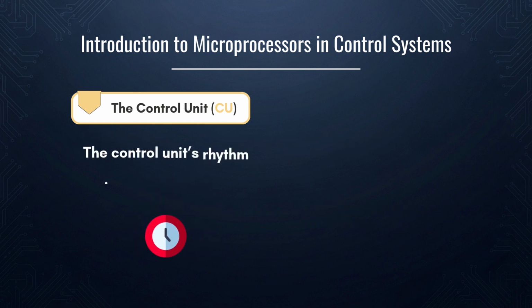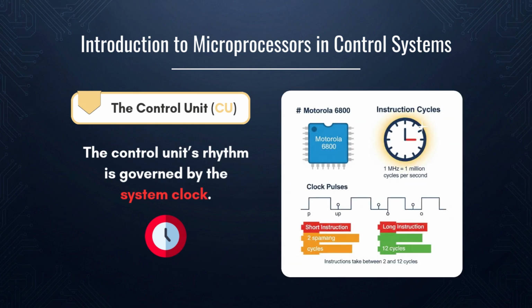The control unit's rhythm is governed by the system clock. Take the Motorola 6800 as an example. It operated with a 1 MHz clock, meaning 1 million cycles per second. Each instruction required between 2 and 12 cycles to complete. So a simple operation like loading a value into a register might take just 2 microseconds, while a more complex multiply or branch could take longer. This clock-driven timing ensures that every part of the processor moves in sync, like dancers following the same beat.